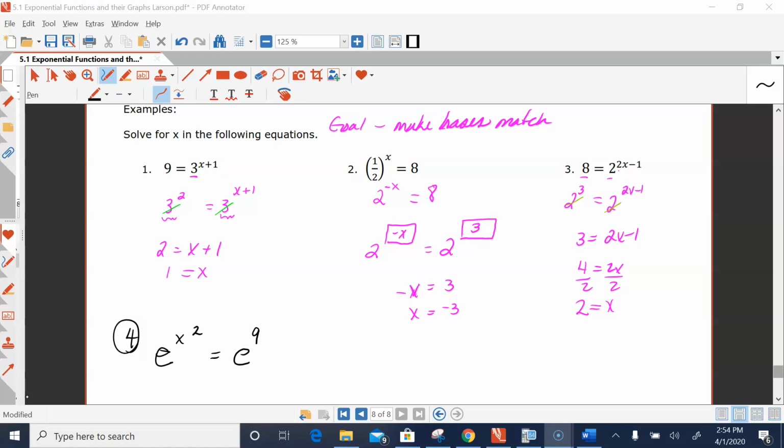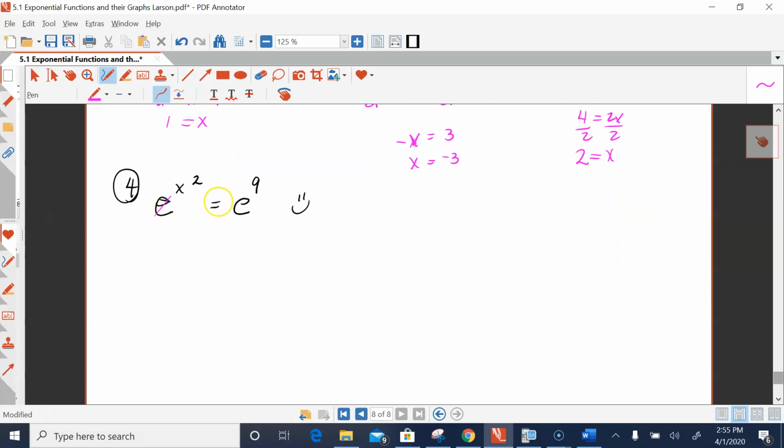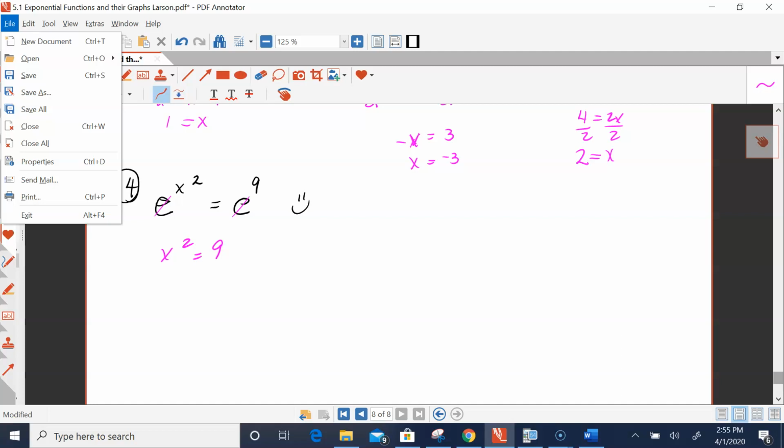Okay, I've got the equation e to the x squared equal e to the 9th power. It's an exponential equation, and notice how easy this one is going to be to work with to make the bases match, because ta-da, the bases already match. So yay, that part is done for us. When the bases match, remember, all we really have to do is knock those two bases off and solve the resulting equation that comes from the exponents.